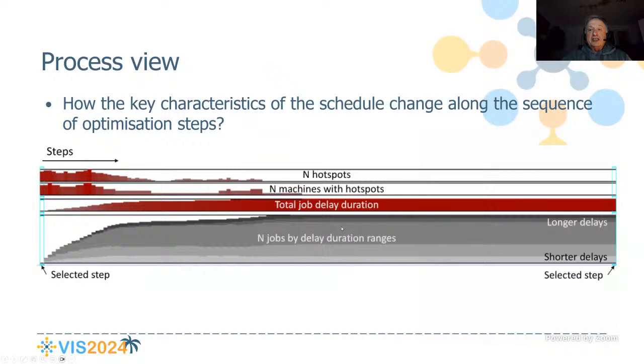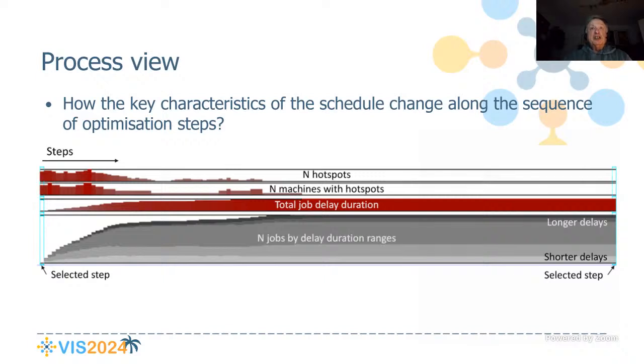The first one is the process view, where we aim at enabling understanding of how the key characteristics of a schedule change along the sequence of optimization steps. We call a situation when sector load is over its capacity a hotspot. Having these hotspots, we are very interested to understand how they develop over time, over steps of a learning algorithm, how many different machines or sectors have hotspots at different steps, and how this progresses over time.